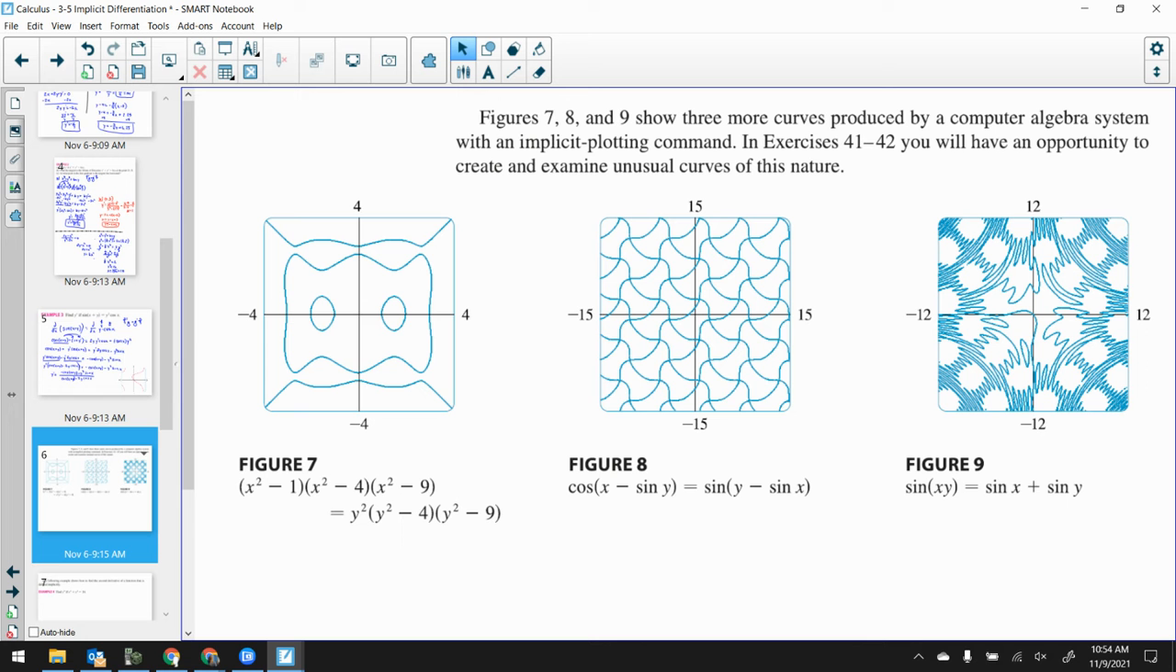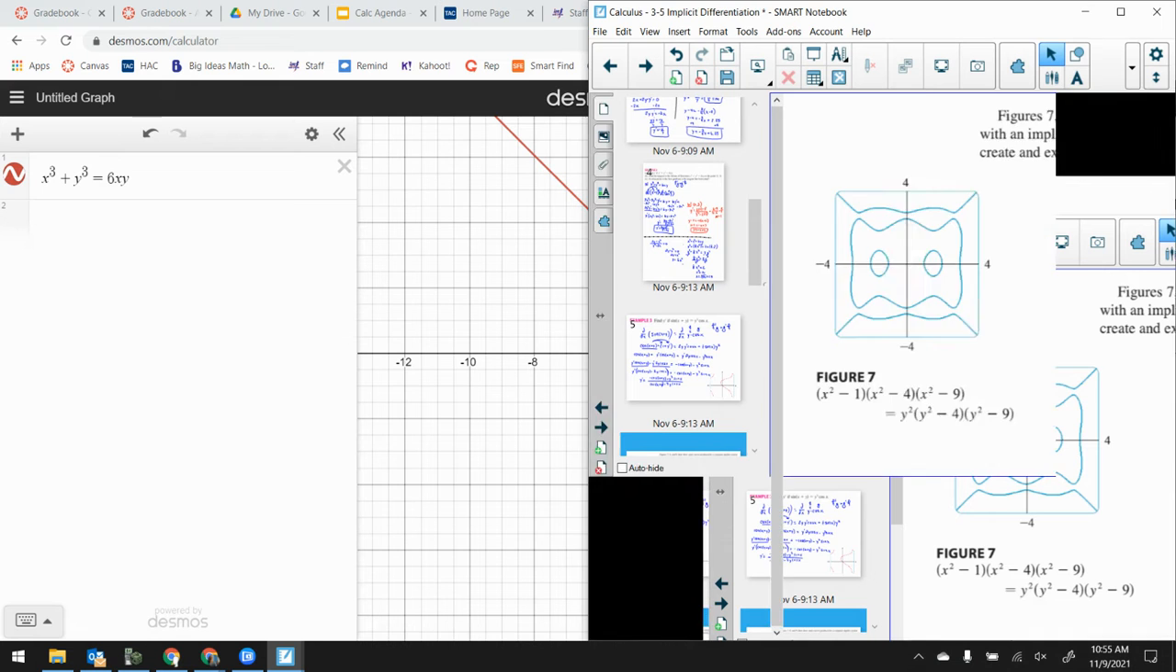x squared minus 1 times x squared minus 4 times x squared minus 9. Something weird going on with the difference of squares. Times y squared, is equal to y squared times y squared minus 4 times y squared minus 9. That's not a function. That's the graph that it makes, right? Like, look at this one. Indulge me here.